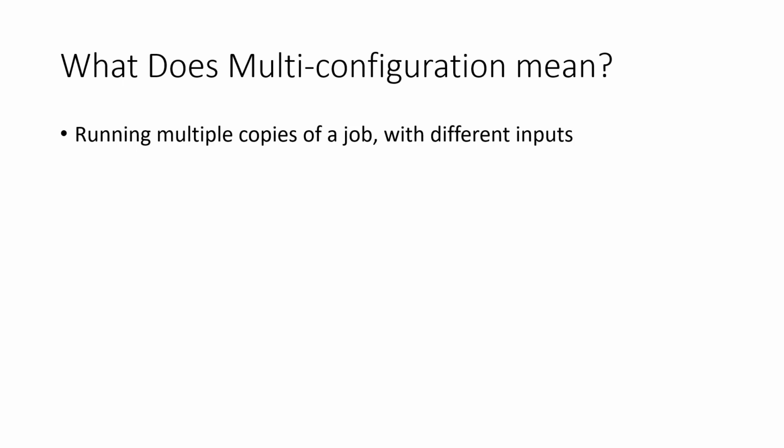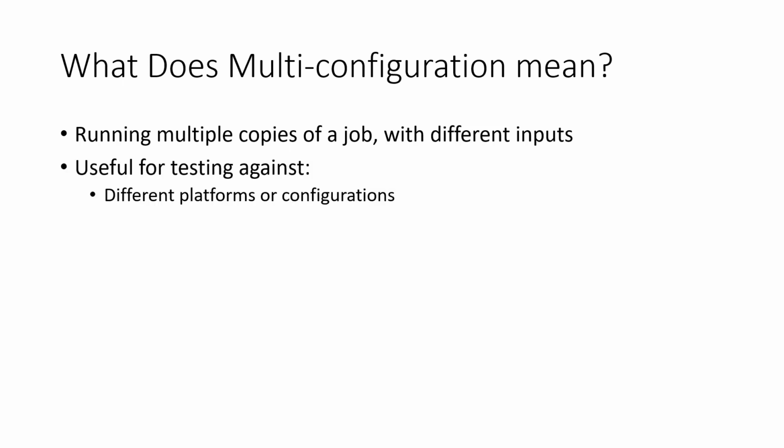You can create a single job in your YAML file and execute multiple copies of that job, each with different inputs. You can even have those multiple copies running in parallel on multiple agents at the same time. This is what is known as multi-configuration jobs: the ability to reuse the same job over and over with different inputs.